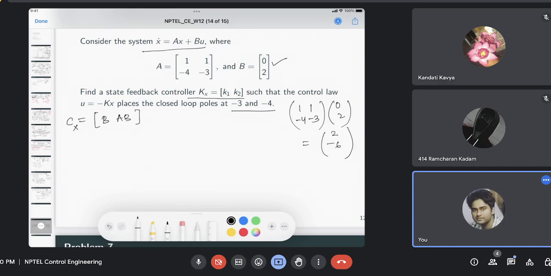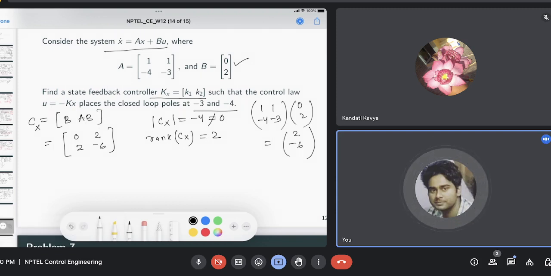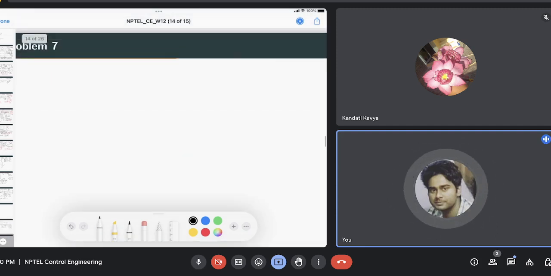So this will be equal to [0 2; 2 -6]. And this determinant of Cx is not equal to 0. It's -4, not equal to 0. So you see that the rank of Cx is 2, it is full rank. So the system is fully controllable, so we can arbitrarily place our poles. Okay, so we'll proceed with the design now.